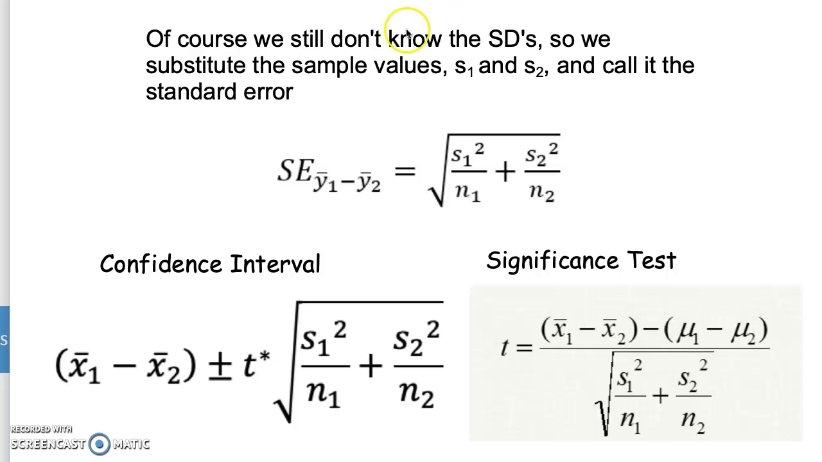Of course, we don't know the standard deviation, so we will substitute the sample values, s1 and s2, and call it the standard error. We've seen this before, but the formula is a little bit different here. For a confidence interval, this is the formula: we take the difference of the means, plus or minus t star, based on the level of confidence you're looking for and the sample size, times the standard error. And for a significance test, the t value is equal to the difference of the sample means, minus the difference of the population means, which we won't know but will have hypothesized values for, divided by the standard error.